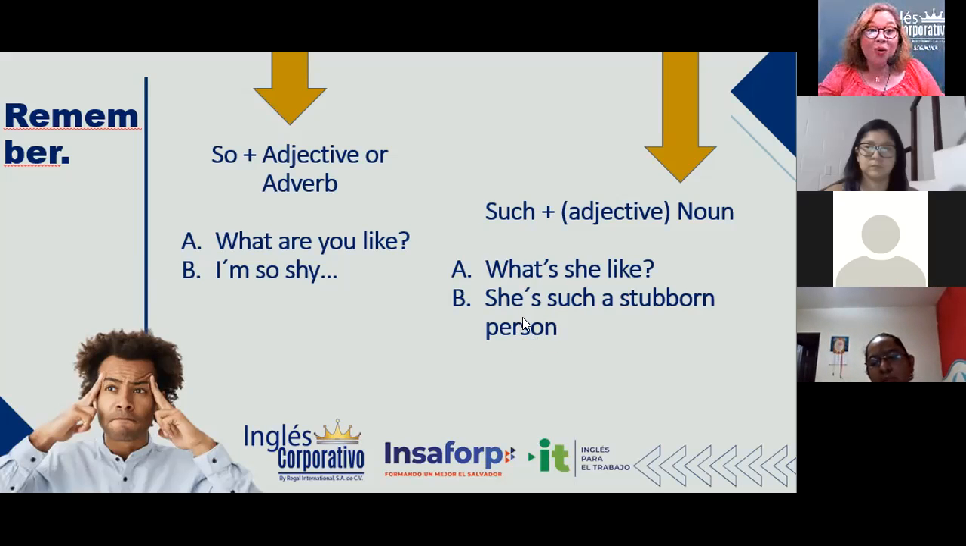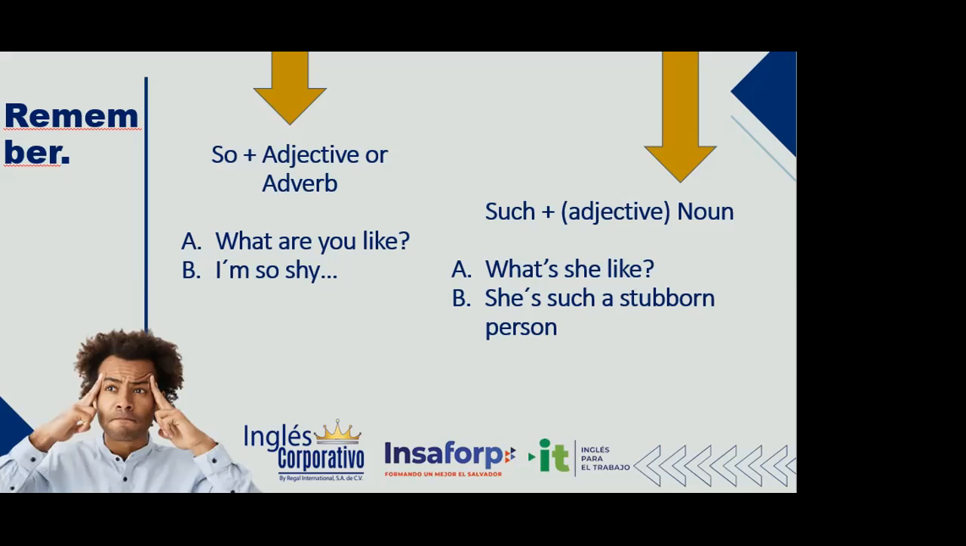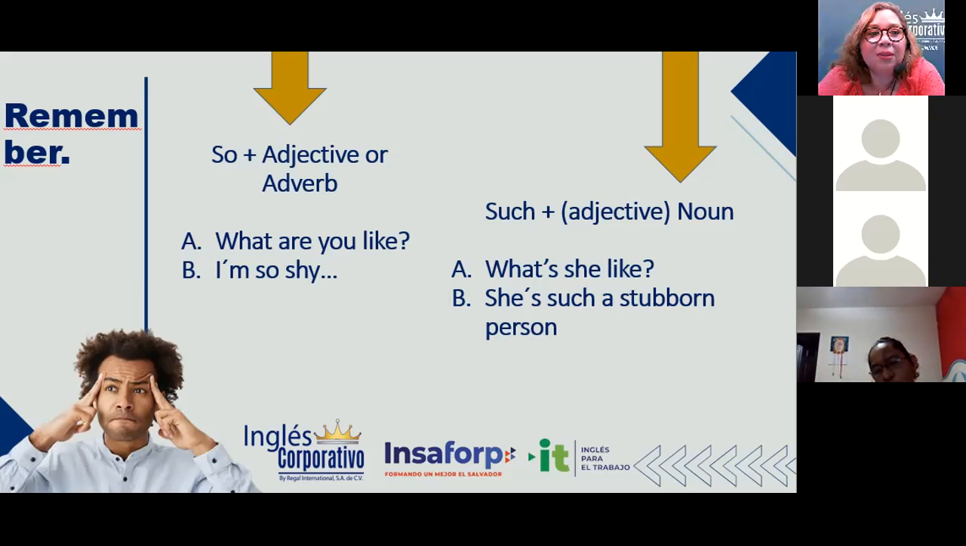Person is a noun, okay? And stubborn is an adjective. Entonces, utilizamos such cuando decimos una cualidad de la persona, la cosa que estamos hablando, pero también decimos el nombre de la cosa o de la persona que estamos hablando, okay? Entonces, veamos. Do you have any questions so far? Este es el repaso, chicos. Okay? This is just a review, a feedback. Do you have any question about using so and such?